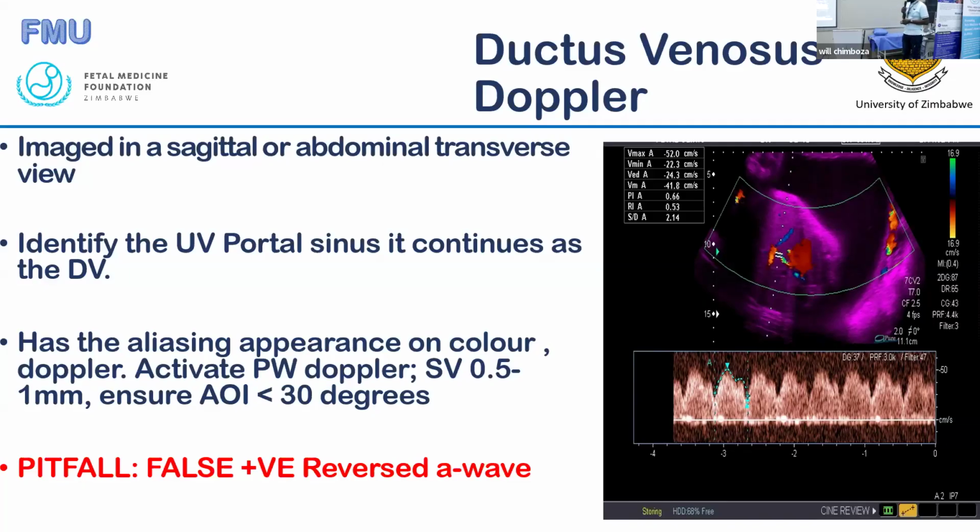All right, one of the common pitfalls to do with the ductus venosus is probably reversal flow, whereby if you're not very careful and you sample the IVC, you might actually report that there is absent or reversed A wave in the ductus venosus.